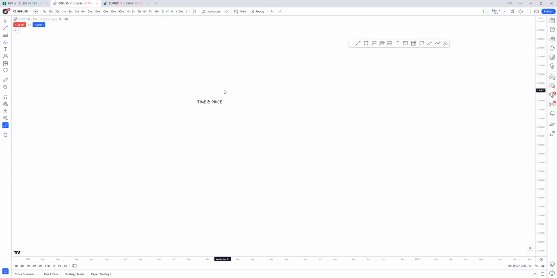Kill zones would be like sessions. So the London kill zone is 2 a.m. to 5 a.m. EST. The New York is 8:30 to 11 a.m. The Asian range is 7 p.m. to 12 a.m. EST. These are just expected areas where there's more volume in the market.